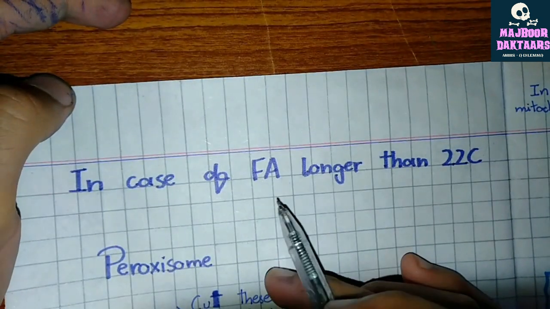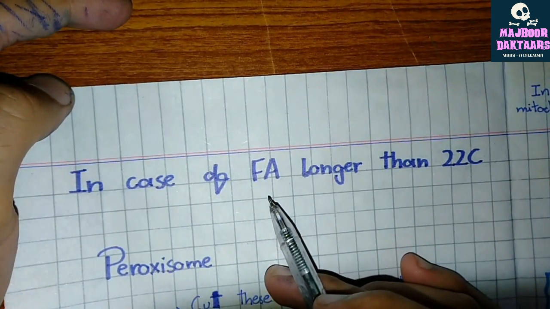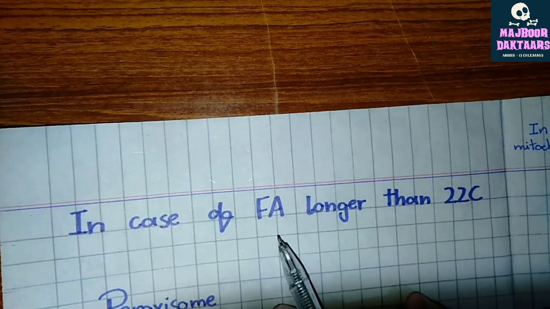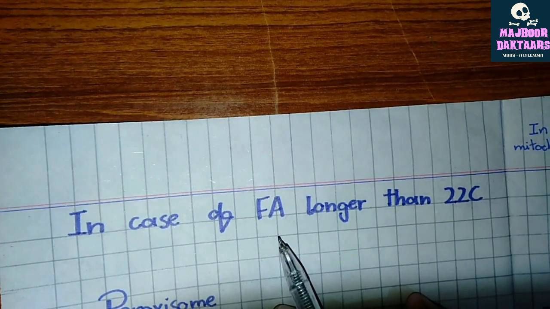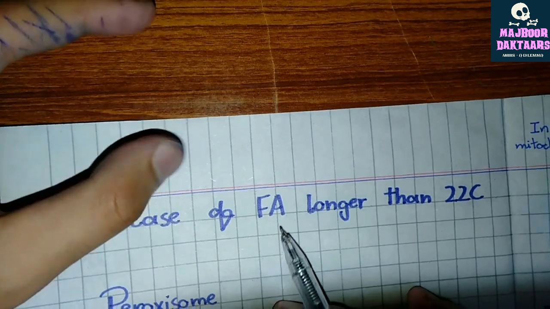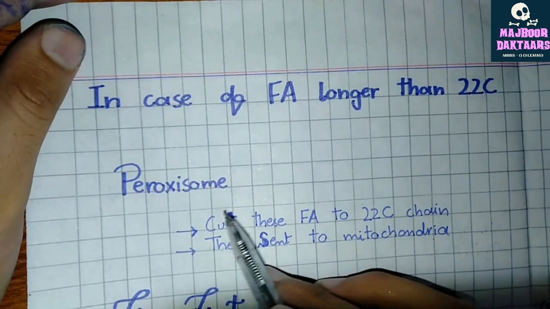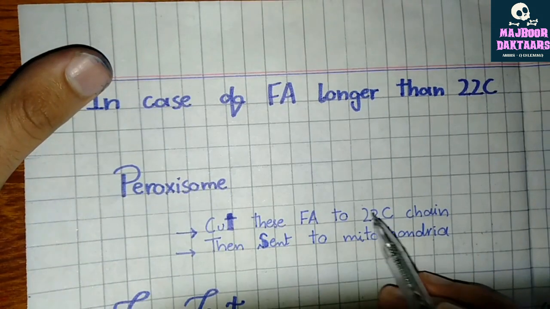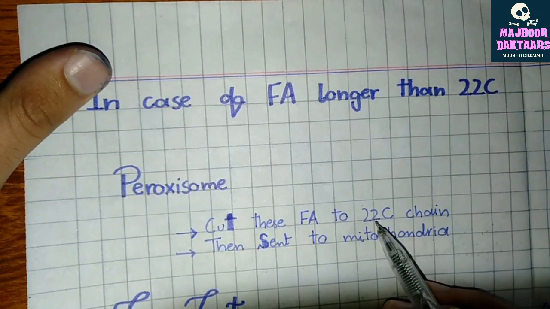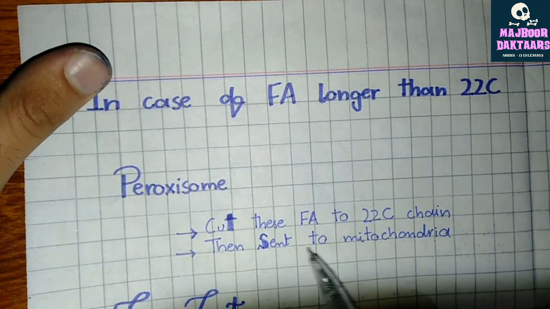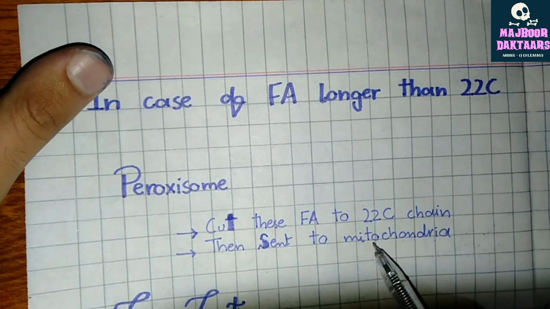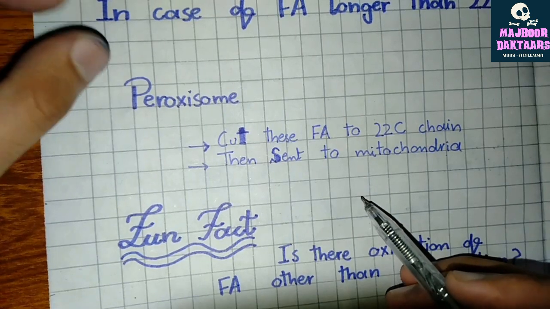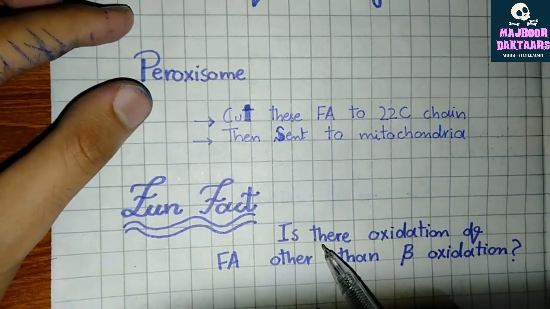now we have said that the beta oxidation has a limit, and that is 22 carbon atoms. What happens if there is a fatty acid longer than 22 carbon? The answer is peroxisome. The peroxisome takes those fatty acids and cuts them to 22 carbon shorter chains and then sends them to mitochondria.